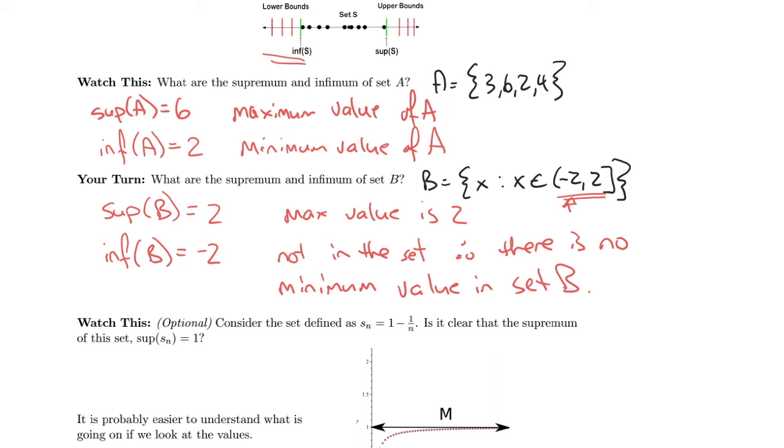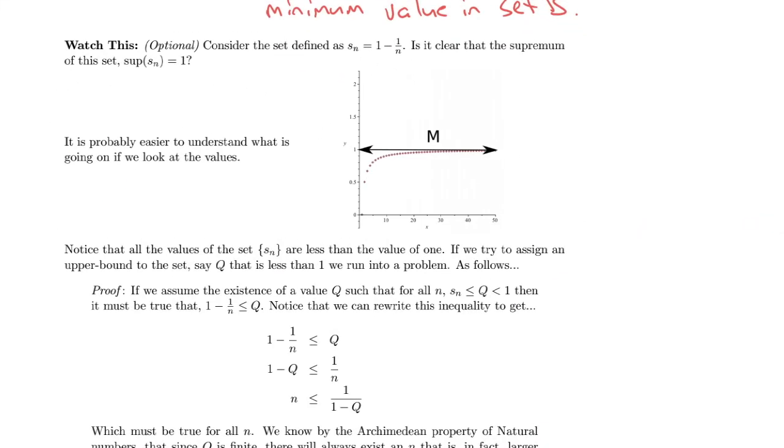Okay, let's take a look at one more example here. For this question, it says, consider the set defined as, okay, so we're going to have a bunch of these little Sn values, and they're going to be defined as 1 minus 1 over n. Whatever the subscript of the little s is, that's going to be in the denominator in that term. So the question is, is it clear that the supremum of this set is 1? Well, maybe not right off the bat here. It helps, though, to have a look at it, to see it.